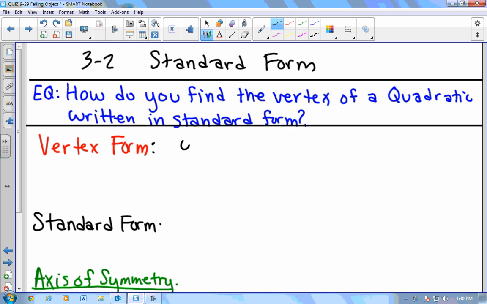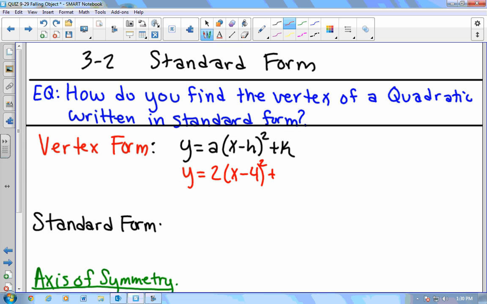Vertex form is y equals a times x minus h squared plus k. You will write that so many times this year, you will be able to write it in your sleep. The a's, h's, and k's. For the next 2 years, we're going to be talking about a, h's, and k's. So if I gave those numbers, an example would be like y equals 2 times x minus 4 squared plus 5. Just by looking at that, you can tell me the vertex.